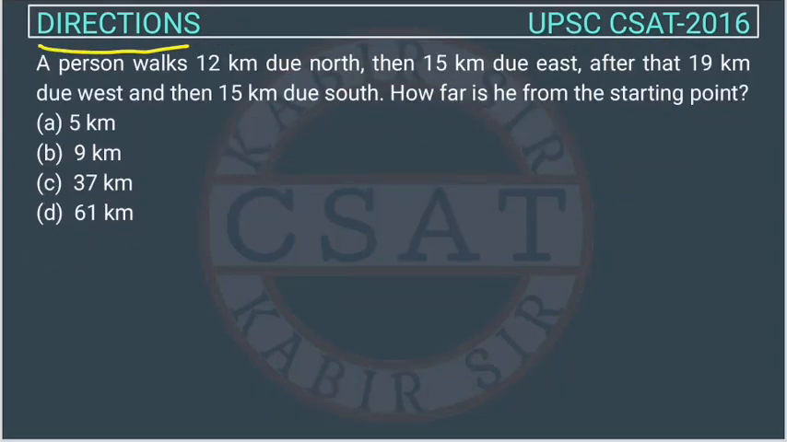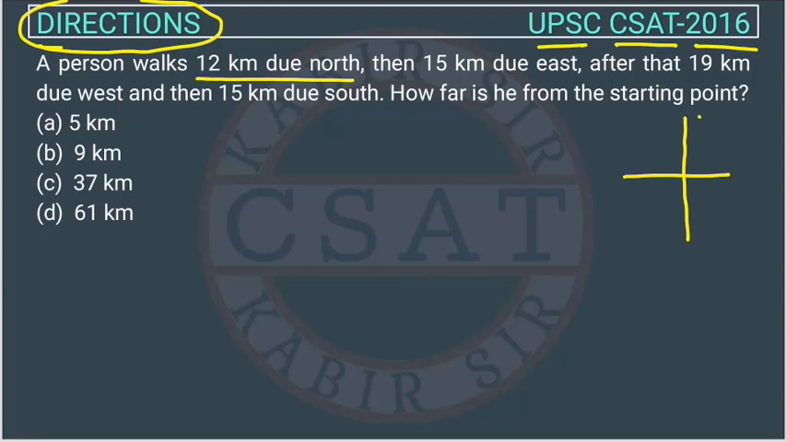This is a reasoning question from the direction chapter, asked by UPSC in their CSAT paper of 2016. A person walks 12 kilometers due north. As I told you before, whenever this type of question comes, we should draw this direction diagram: north, south, east and west. Now it will be very easy to solve these questions. The person walks 12 km north. Suppose the person was here, so he is going in the north direction 12 kilometers. Then 15 km due east, so he is moving to the east, 15 kilometers.